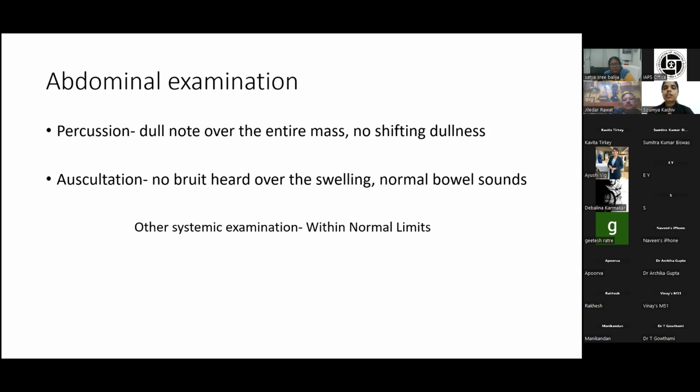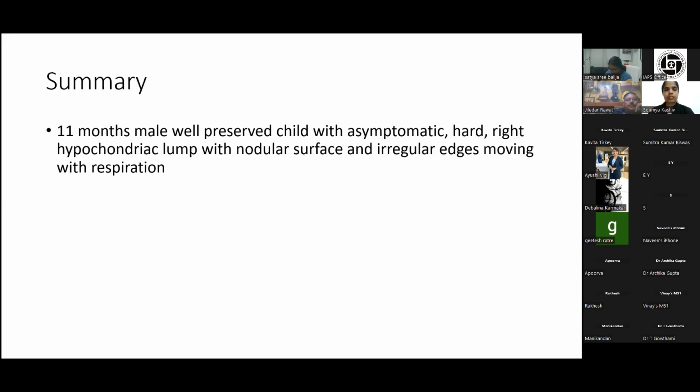There was dull note heard over the entire mass and there was no shifting dullness present. There was no bruit heard over the swelling, normal bowel sound heard over the rest of the abdomen. The other systemic examinations were within the normal limits. So I would like to summarize my case now. It was an 11 months old male, well preserved child with asymptomatic, hard, right hypochondriac lump with nodular surface and irregular edges moving with respiration.